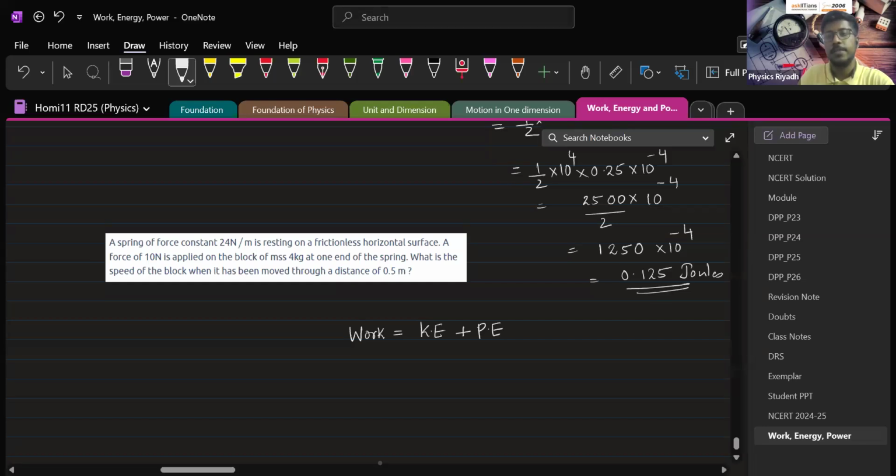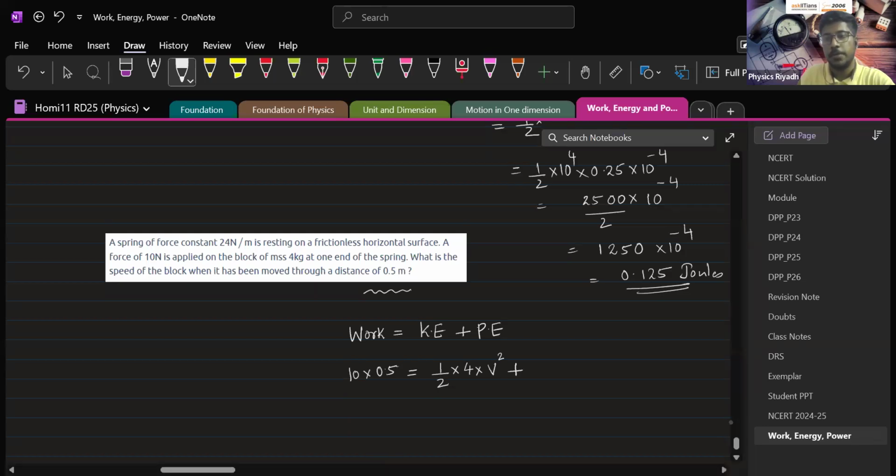Work done: the force is given, displacement is given, right? So moved through a distance of 0.5 meter. So work done is force into displacement. Force is 10 Newton into displacement 0.5. This is equal to kinetic energy, half into mass into V square. Mass is 4 kilogram into V square, velocity square, so we have to calculate that velocity, plus potential energy of the spring. What is the potential energy of the spring?